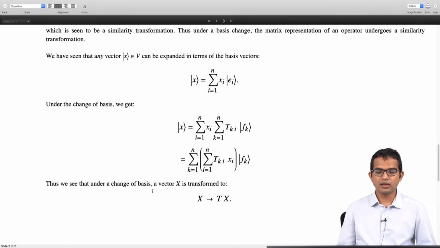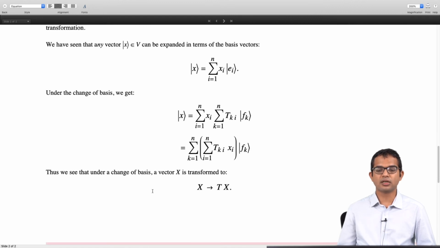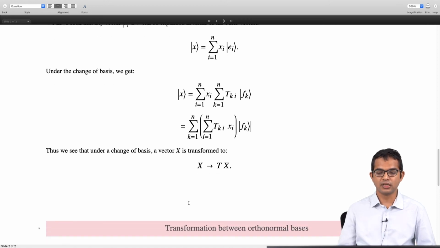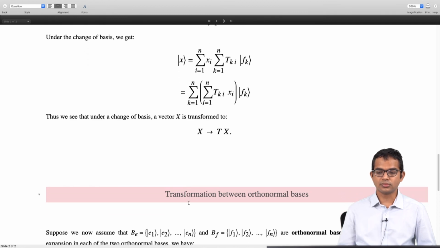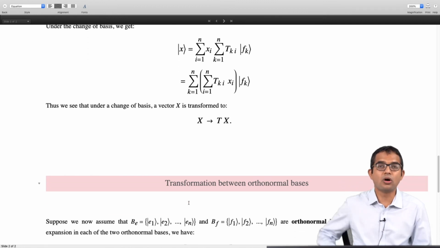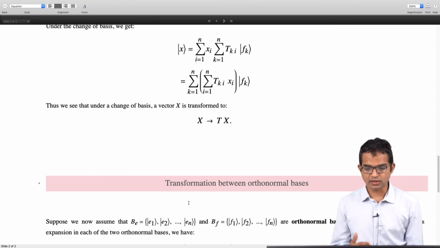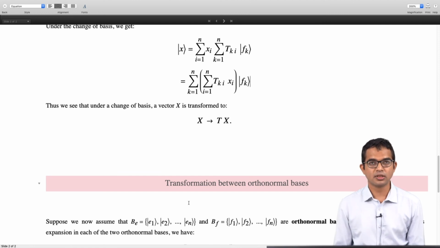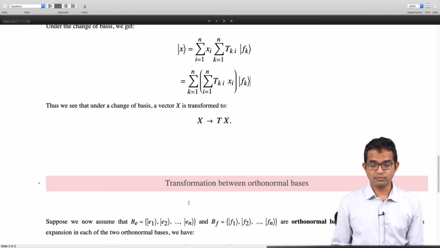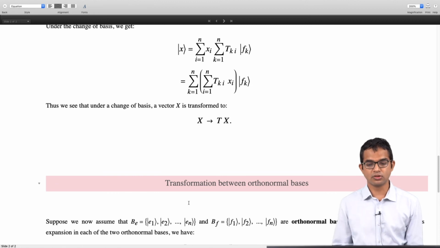So now we look at what happens under a special kind of basis change, or rather when you have two special kinds of bases involved. We have seen that it's convenient to work with orthonormal bases. So when you have orthonormal bases, you get some extra constraints built in, which makes the transformation between two such orthonormal bases also come with some special extra properties. That's what we will look at.